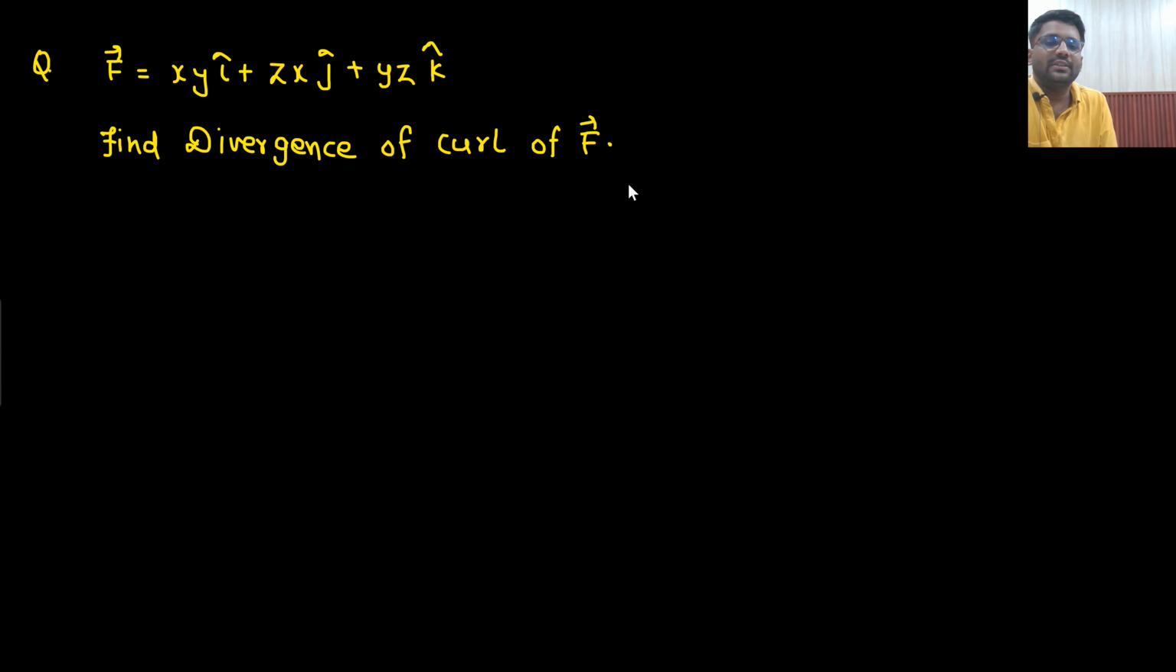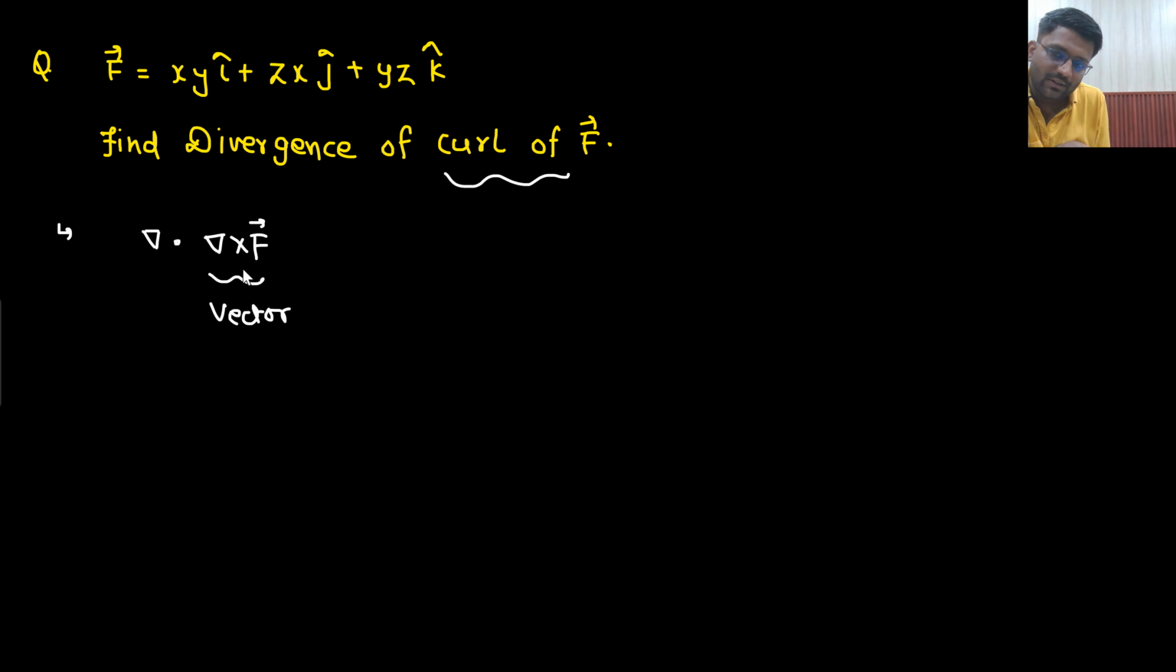You need to find out the divergence of curl of f. What are you supposed to find out? First you calculate the curl of f. When you calculate curl of f, what quantity are you getting? It will be a vector quantity only. After that, you calculate its divergence. This is what you are supposed to calculate. Okay, let's just call it vector A only. So first you are supposed to calculate curl of f.